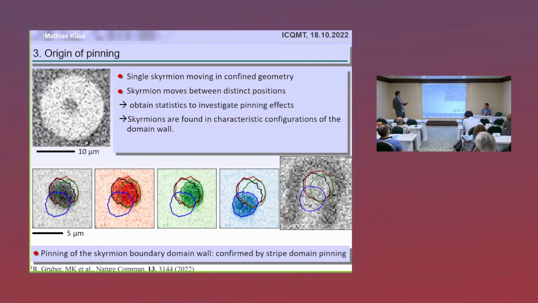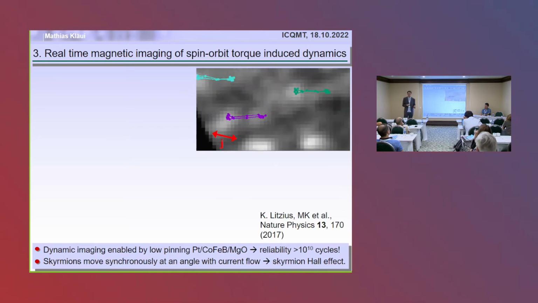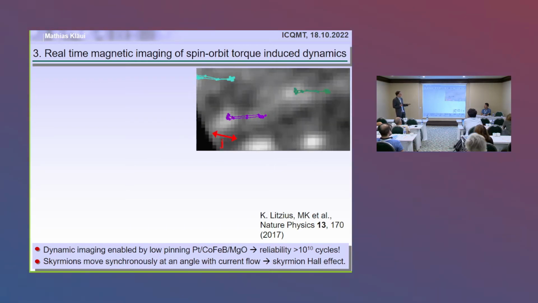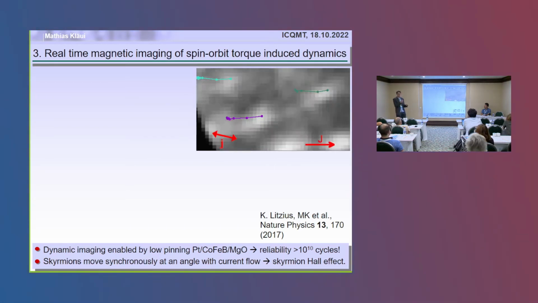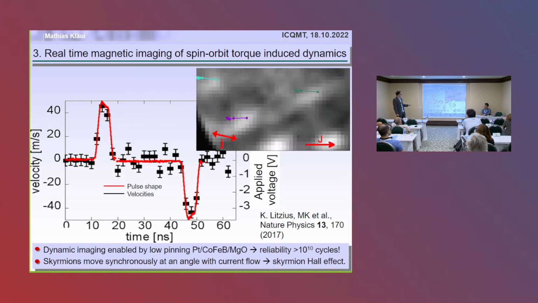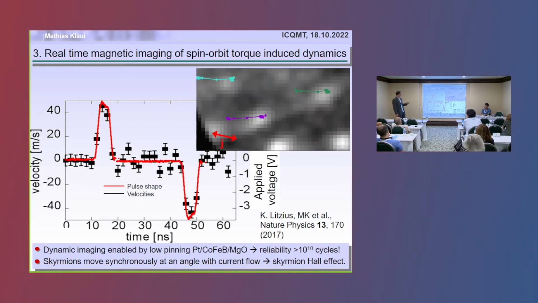Okay, good. So now, if we crank up the power, we can overcome pinning, and then we can get reproducible domain wall motion. This was shown already a few years ago, where we saw that the skyrmions can move reproducibly 10 billion times back and forth, and then IBM was happy again. The skyrmion velocity tracks the pulse shape very nicely.